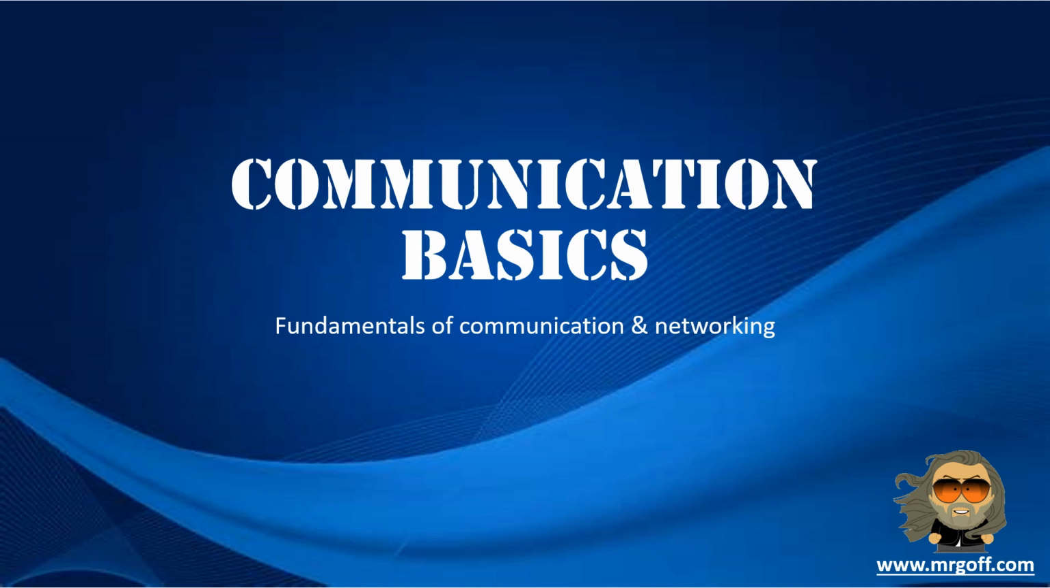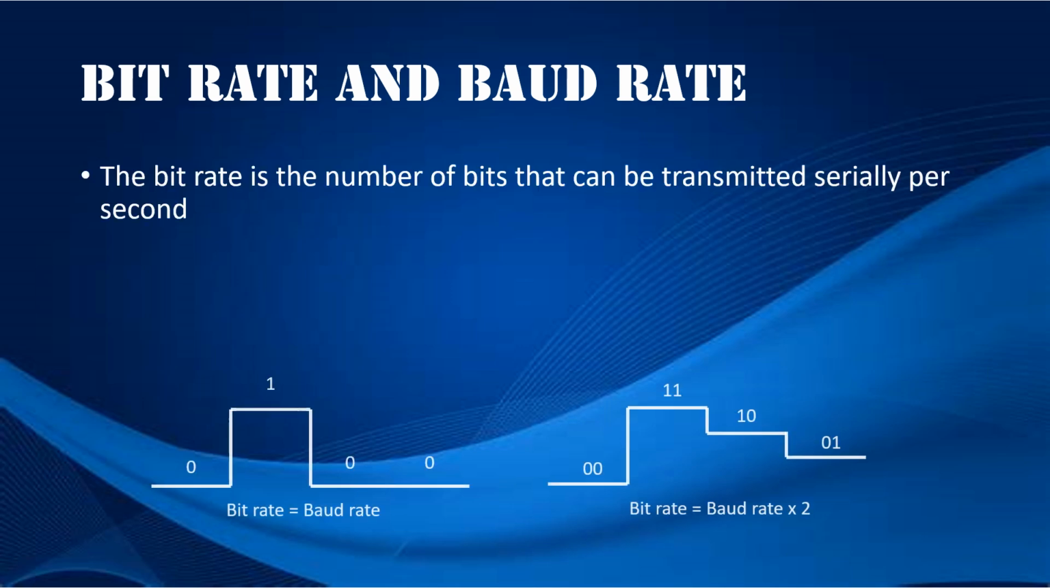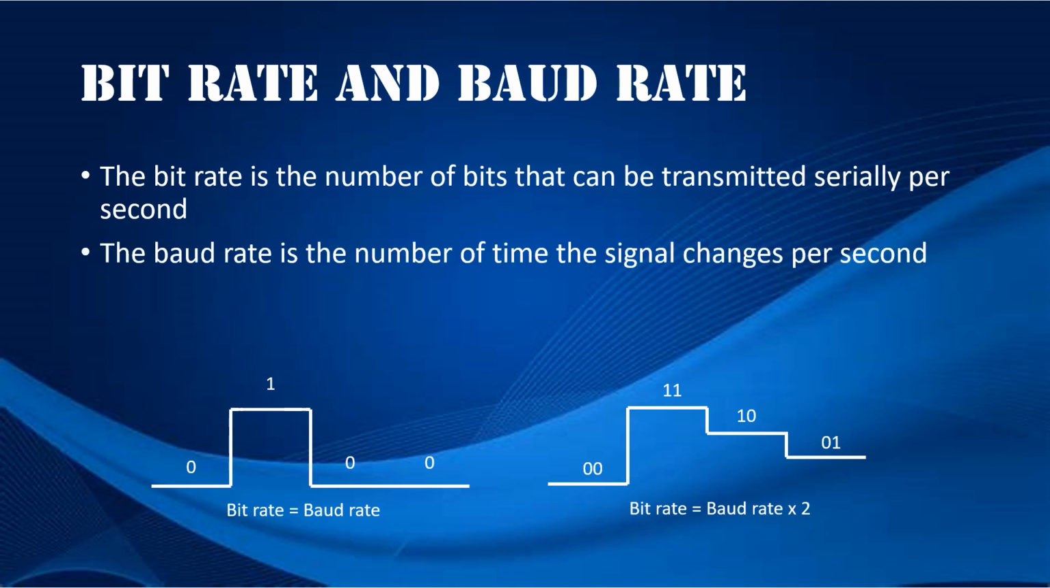This video will focus on communication basics. The bit rate is the number of bits that can be transmitted serially per second as electronic pulses down a wire. The baud rate is the number of times the signal changes per second. Because it is possible to encode more than one bit at each change, the bit rate and the baud rate may differ, but they are proportionate.